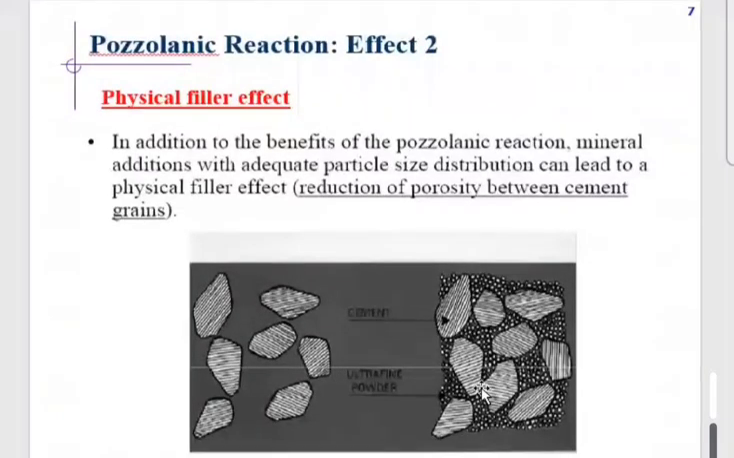What are the two major causes which can cause durability related issues? Can anybody tell? You must have studied this. Can anybody tell? Anyone who can tell what are the major causes, what are the problems that are causing the durability related issues?